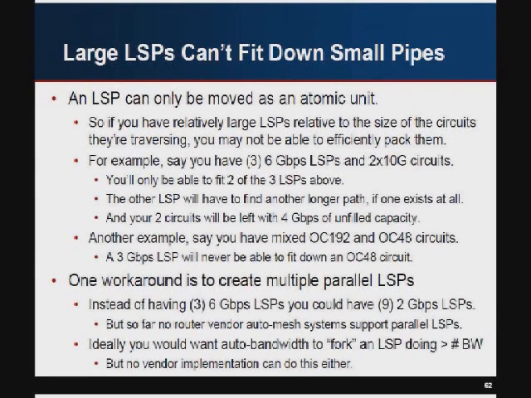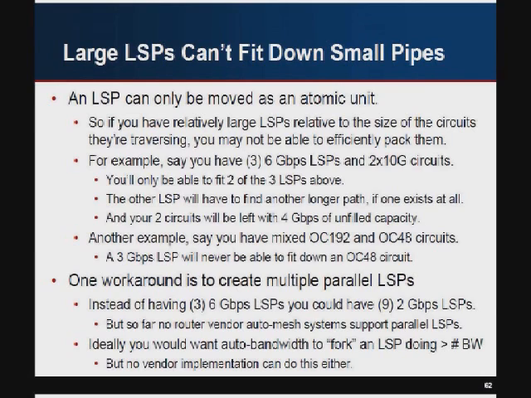Another workaround is to create multiple parallel LSPs. So say, for example, instead of having three 6 gig LSPs, you split them into thirds and say, I now have nine 2 gig LSPs. Now that's much easier to pack efficiently. Ideally, you would want your auto bandwidth process to be able to look at an LSP and, if it goes above a certain amount, fork it.